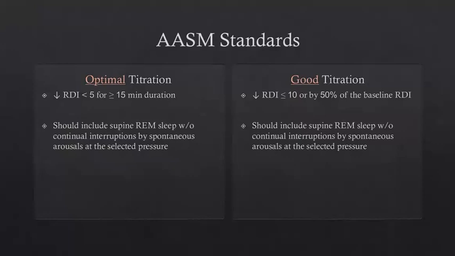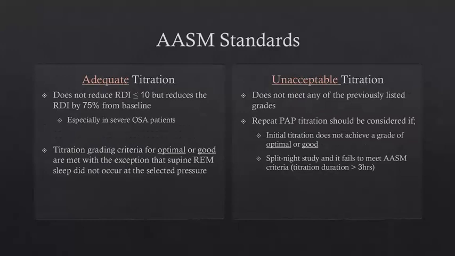An adequate titration doesn't reduce the RDI to less than 10, but it does reduce it by 75% from the baseline. Or a titration would be considered adequate if we were able to reduce the RDI to less than 5 or less than 10, but we weren't able to record REM supine sleep. An unacceptable titration means that we weren't able to reduce the RDI to less than 10, and that we did not get at least 3 hours of a titration duration during a split night study. Typically, if a titration is considered unacceptable, the titration might need to be repeated.